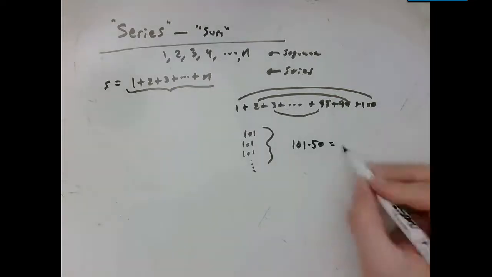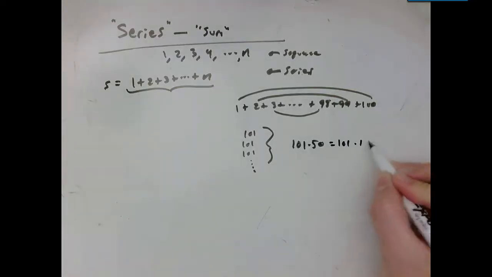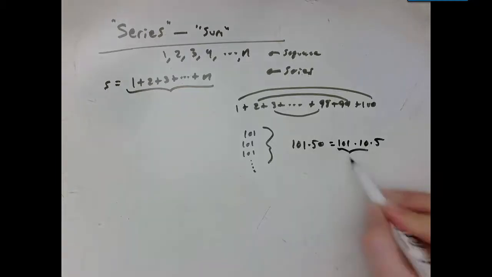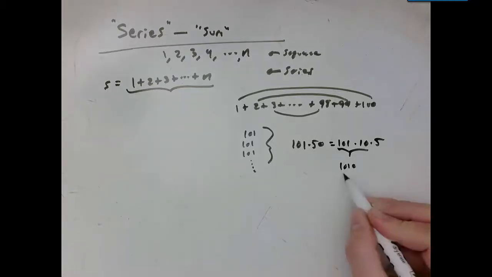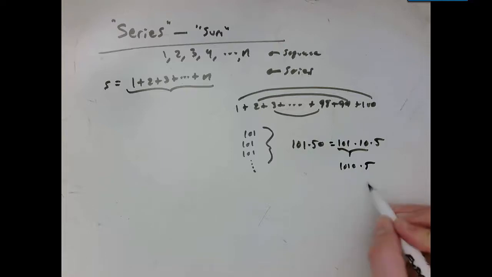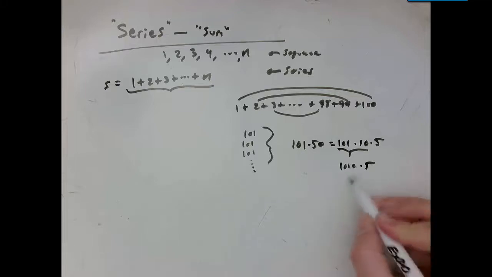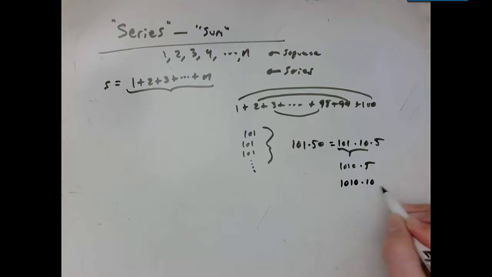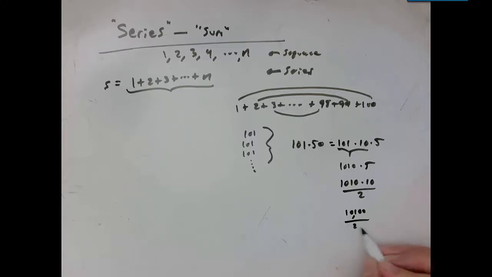is the same thing as 101 times 10 times 5. So this part's easy to do in your head. That's 1010 times 5. You could probably multiply out by 5 longhand, but you could also think about it this way. 1010 times 10 divided by 2, because that's the same thing as multiplying by 5. It would be multiplying by 10 and then dividing by 2. And so this would give us 10,100 divided by 2.